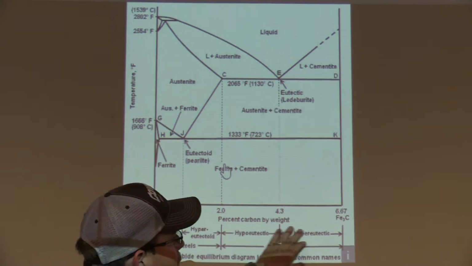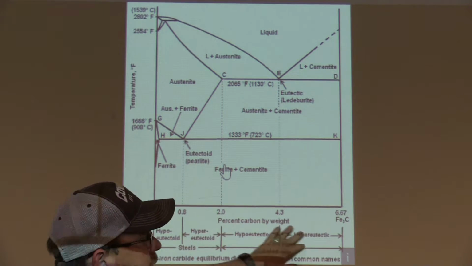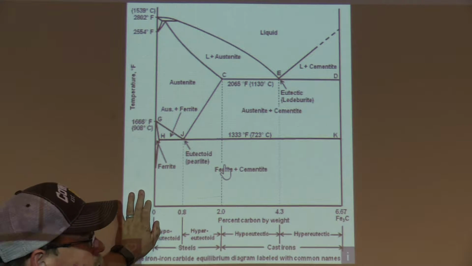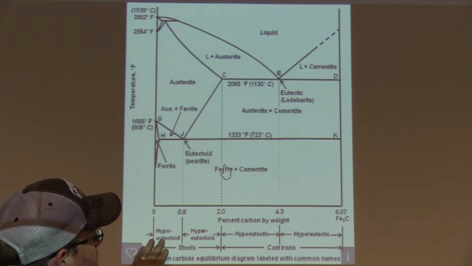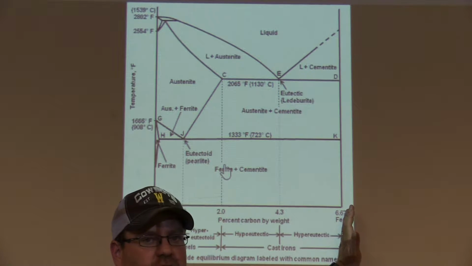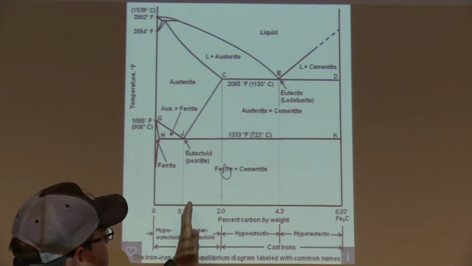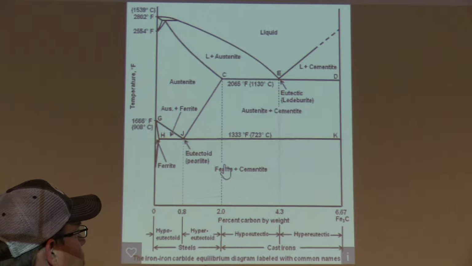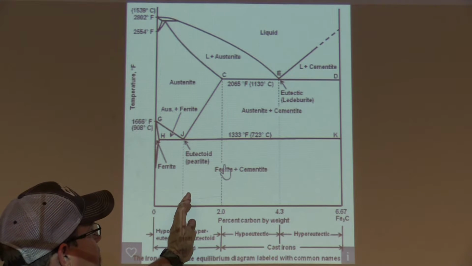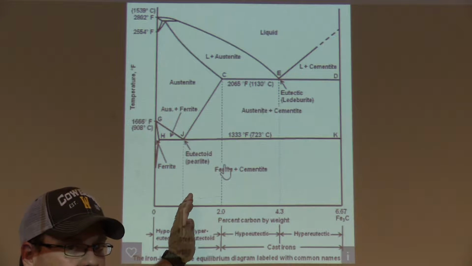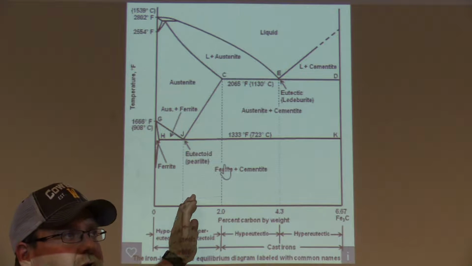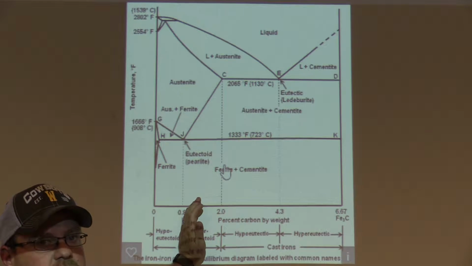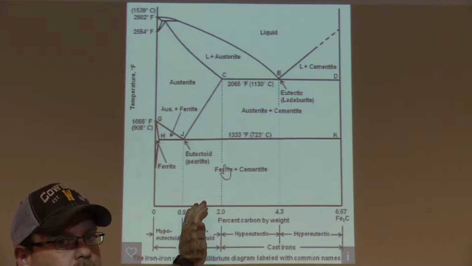So real quick, this bottom scale is the percent of carbon. The side scale here is your temperature. When I talk about percentage of carbon, here's 6% of carbon. Most steels fall in place here between 0.08% and 0. In this case, it's perlite. Perlite is 0.8% carbon. A good example of this is a railroad track. A railroad track is perlite.